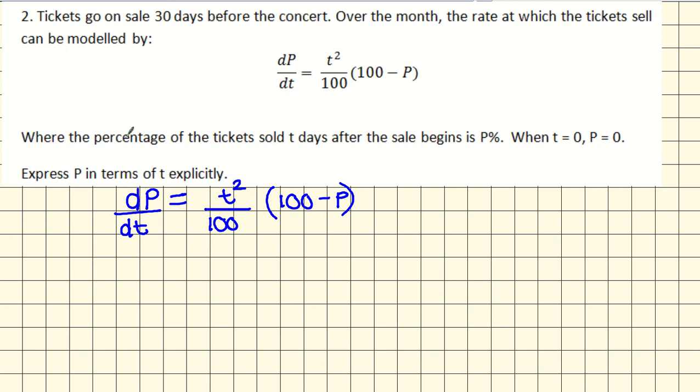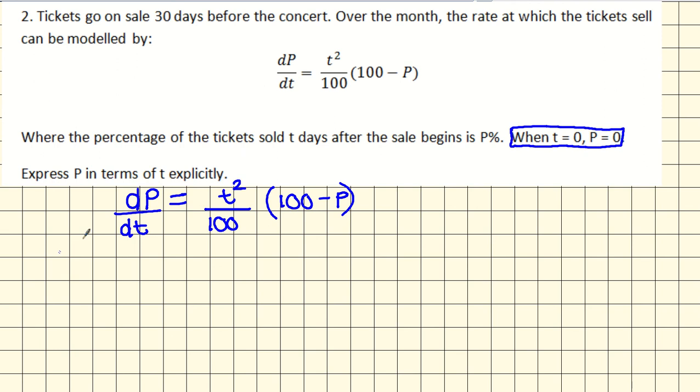Where the percentage of tickets sold t days after the sale begins is p percent. Same as the last example, p stands for the percentage of tickets sold and t stands for the number of days after the sale begins. When t equals 0, p equals 0. So that's just our initial conditions there.